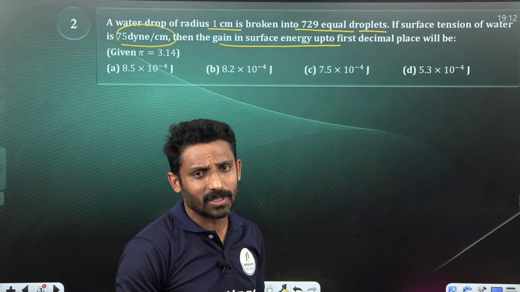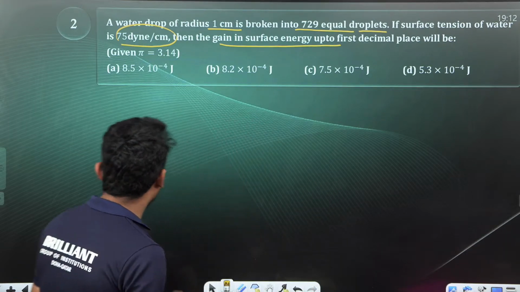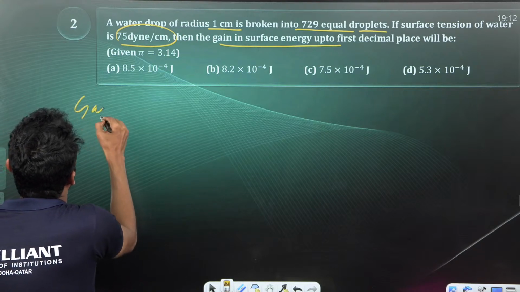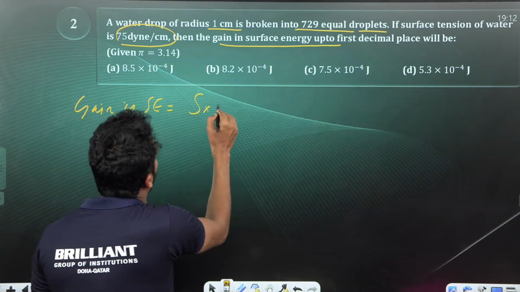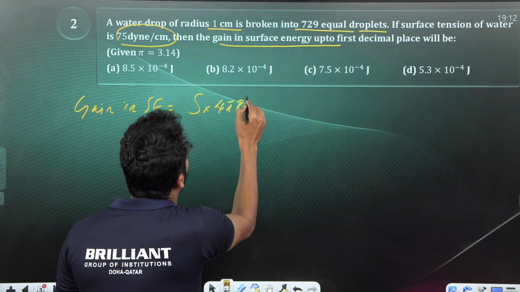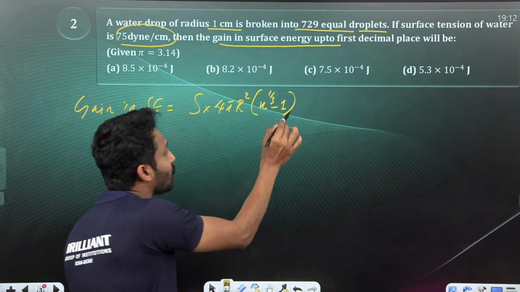Students, this is a similar question. The exact question it is, just values are changed. What is the gain in surface energy? Gain in surface energy is equal to surface tension into surface area of bigger drop into n raised to 1 by 3 minus 1. By heart this formula.